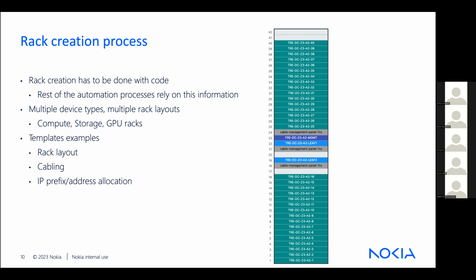So basically, one template creates the devices that are in the rack and how they are positioned in the rack. The second template defines how we want the devices to be cabled. And the third one describes how the IP addresses and prefixes should be allocated. And there are other templates as well, but these are common to all the racks.